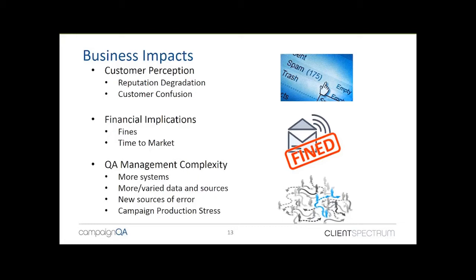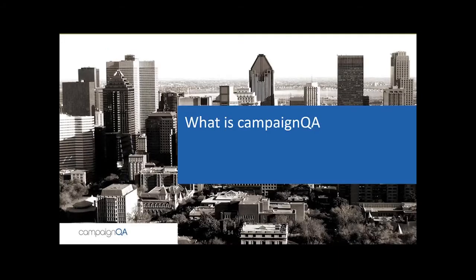These are new kinds of data, and they bring new sources of error, weird things that you hadn't thought about and didn't really fit into the traditional data model of the past. And again, this is more stress on your team to perform more QA faster while still keeping up the traditional operations. So what is campaignQA?